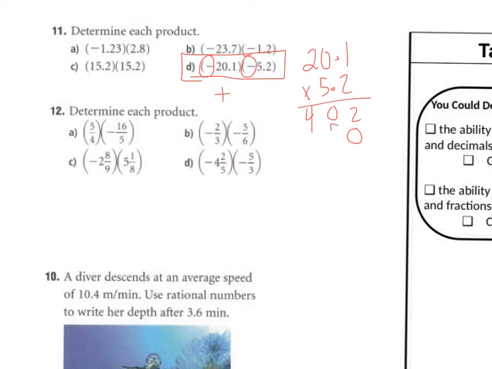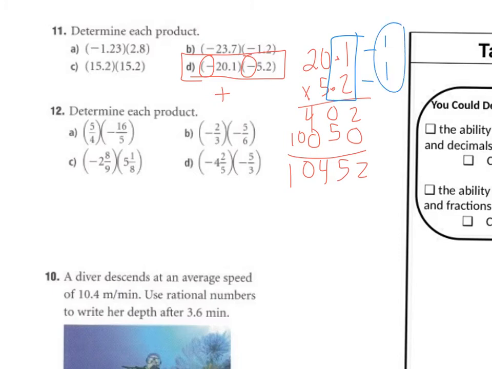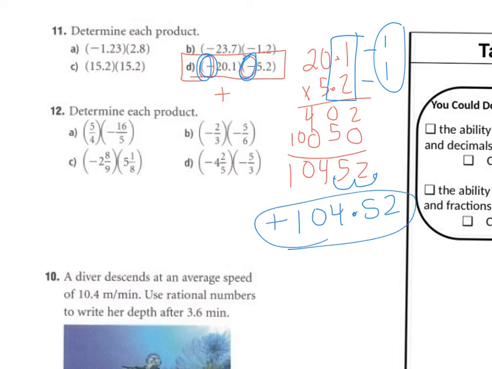5 times 1 is 5. 5 times 0 is 0. 5 times 2 is 10. We add these up. And now we count decimal places. There's 1 decimal place there, 1 decimal place there. Therefore, we get 2 decimal places. 1, 2. And my answer is 104.52. And because they're both a negative and negative, my answer will be a positive answer.